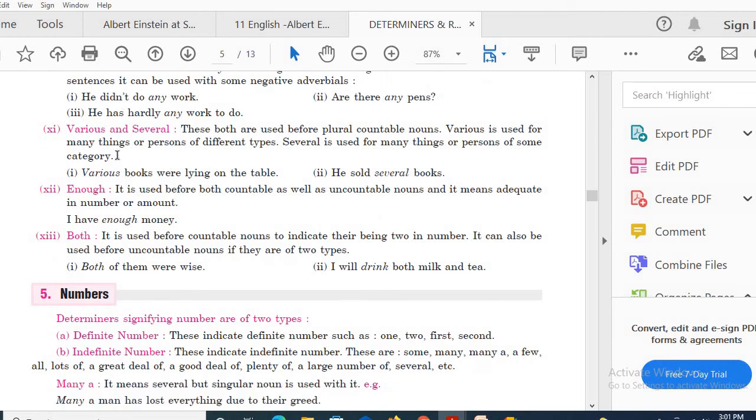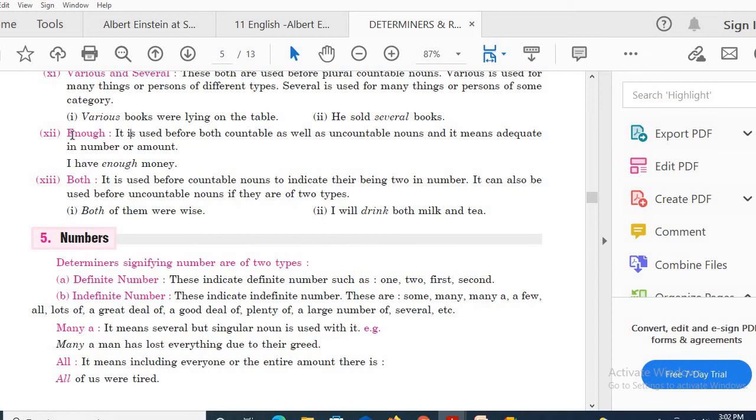Now similarly, various and several. Remember, various is used for many things or persons of different types, whereas several is used for many things or persons of some category. Just like if I say various books were lying on the table. Similarly, he sold several books. Now, enough is used in case of both countable as well as uncountable nouns, and it means adequate in number or amount. Just like if I say, I have enough money.